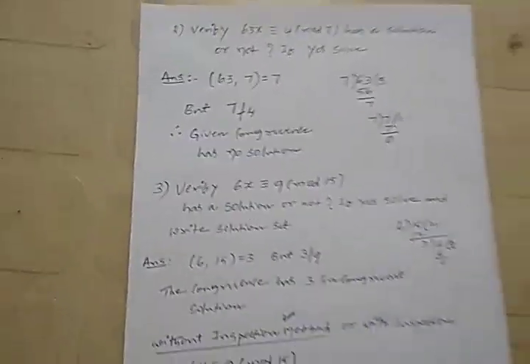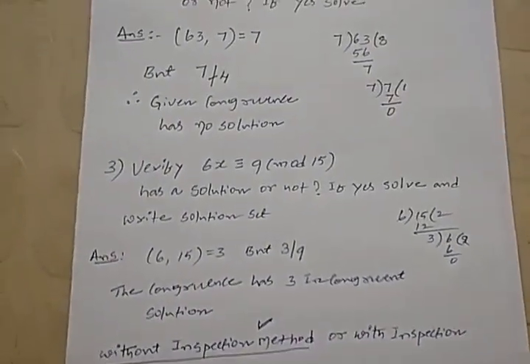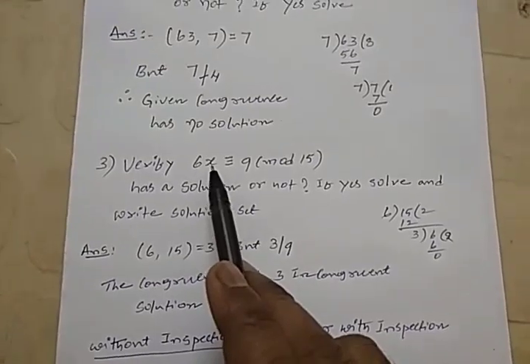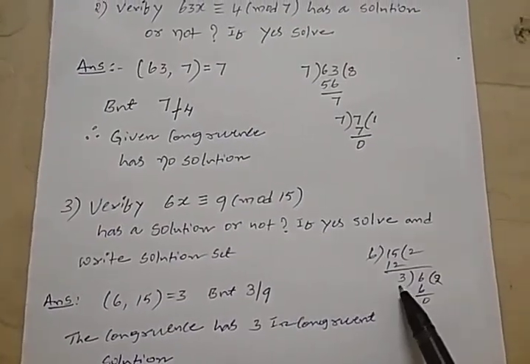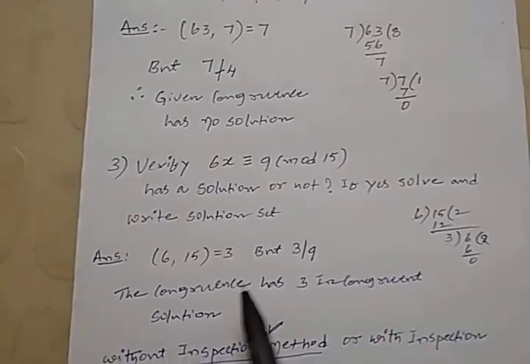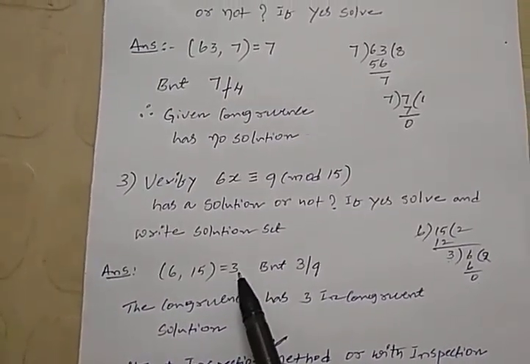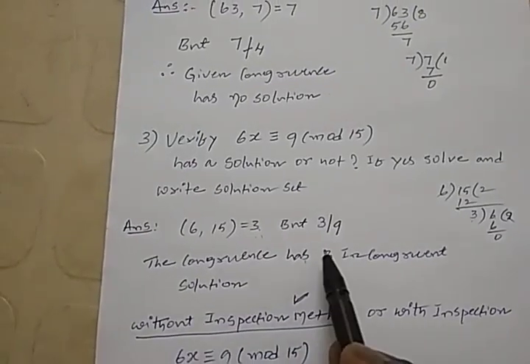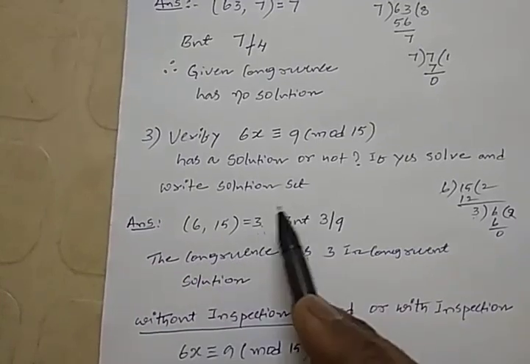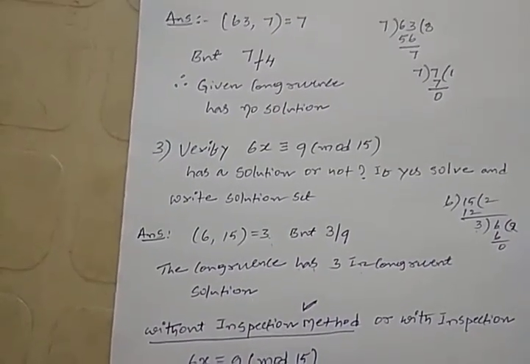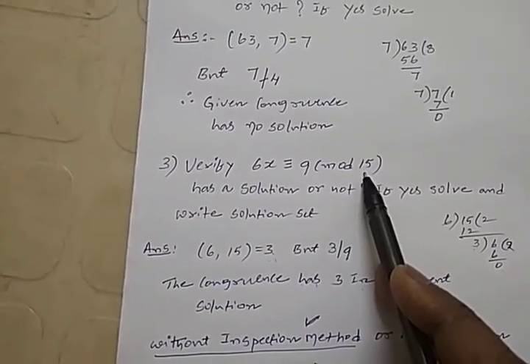Next, another problem. Verify whether 6x is congruent to 9 mod 15 has a solution or not. If it has a solution, let us solve it. In front of x is 6, and the mod is 15. Here 6 2s are 12, and we get 3 as the remainder. Again, 3 2s are 6, and the remainder is 0. The last non-zero remainder is 3. Therefore the GCD is 3. But this GCD 3 divides 9. Therefore the congruence has 3 incongruent solutions. Within mod 15 there are 3 different solutions.